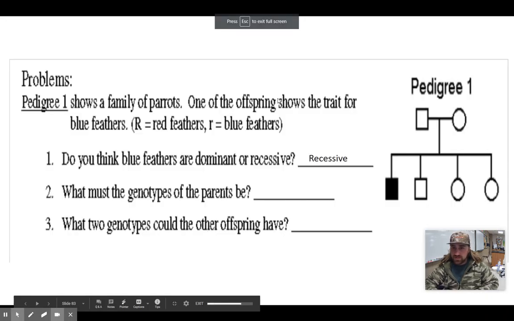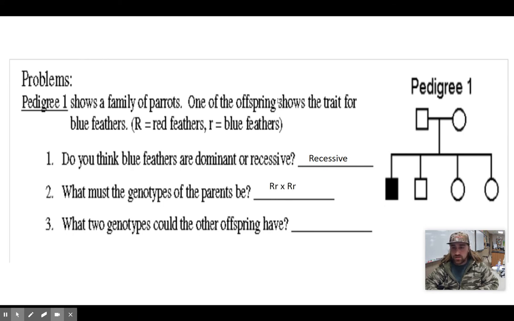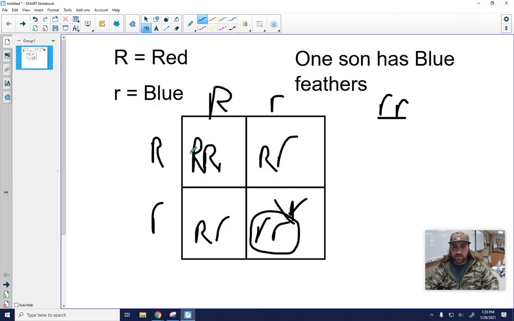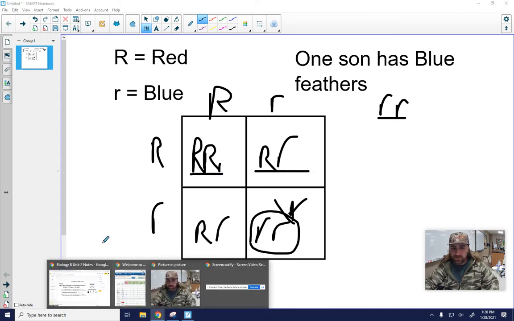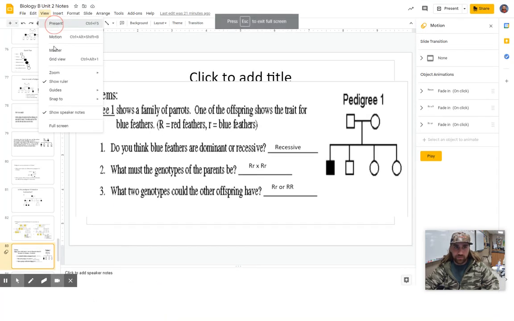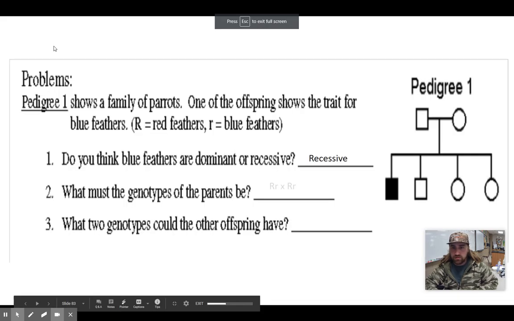So, it's going to be a recessive trait. The genotypes have to be capital R, lowercase r, so they have to be heterozygous. And what are the 2 genotypes the other offspring could have? We can take that from here. We can either have homozygous dominant or we can have heterozygous. And that will fill in all of our boxes.